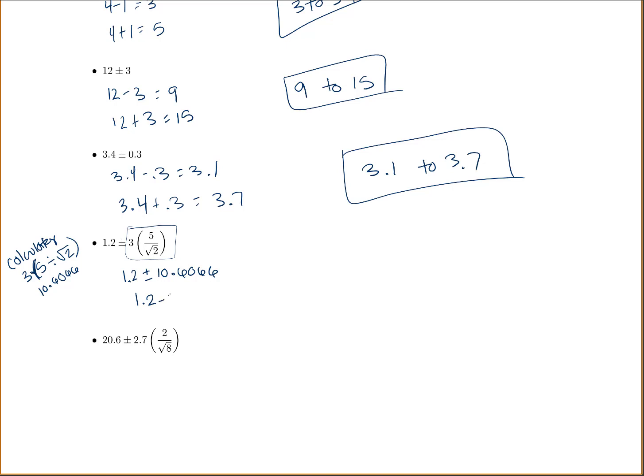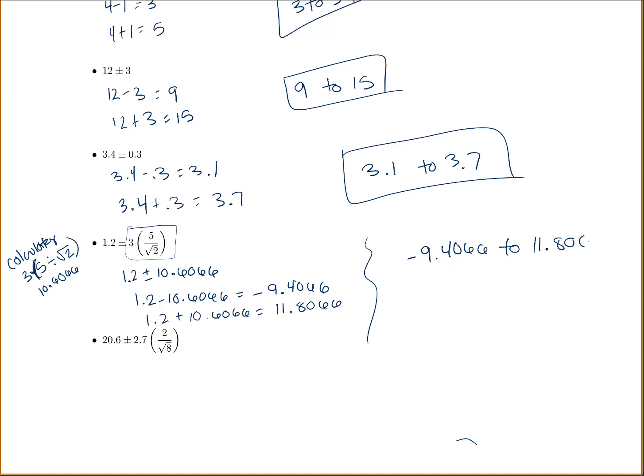So I could do 1.2 minus 10.6066, which gives me negative 9.4066. And I could do 1.2 plus 10.6066, which is 11.8066. So my final answer is going to be negative 9.4066 to 11.8066.